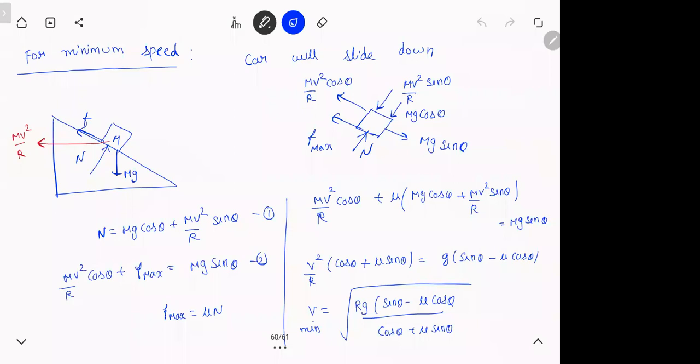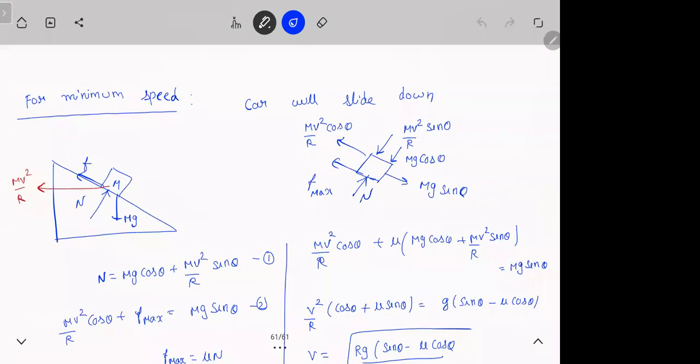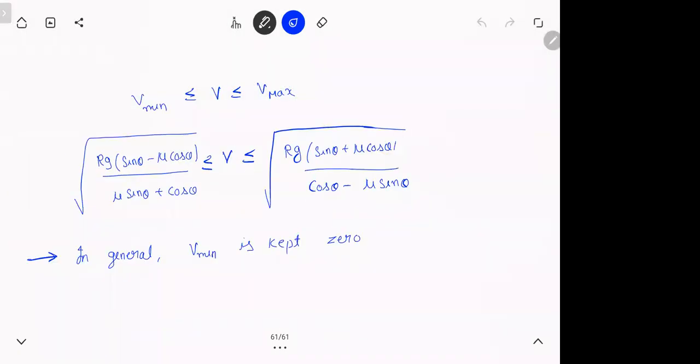Copied. Put down the result also. This is the final result which you need to mug up actually.